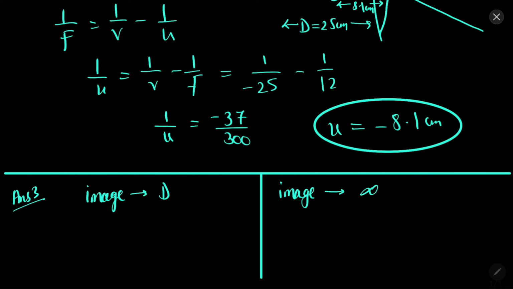So we know that for a simple microscope we have both the formulas. When the image is obtained at the least distance of distinct vision, the magnification is 1 plus d over f, and when the image is obtained at infinity, the magnification is d over f only.